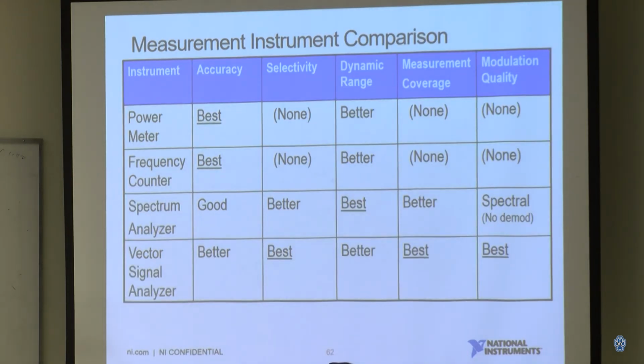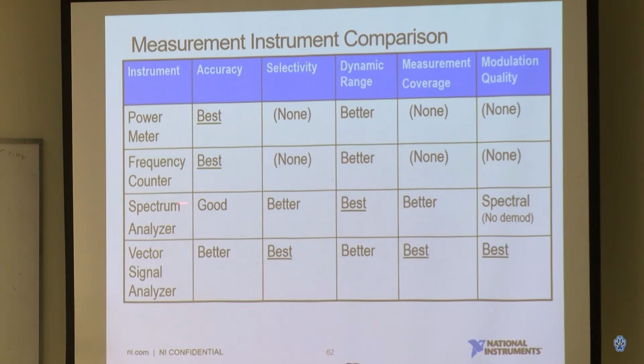Okay, so now let's do a comparison of the receivers. Each one has its different benefit. Like I said, with a power meter the accuracy is really good, but they cannot do modulation measurement, and their measurement is only good for power. It's very limited, but they are perfect for power accuracy measurement. Same idea for the frequency counter. They are pretty good for accuracy, but they're not able to do any modulation analysis.